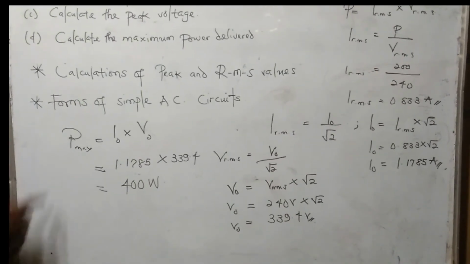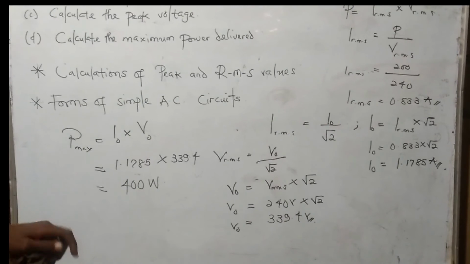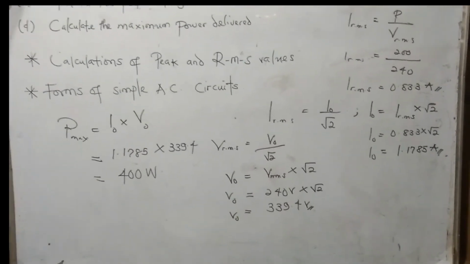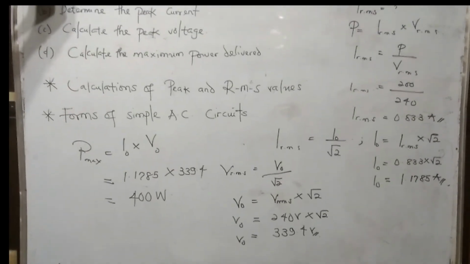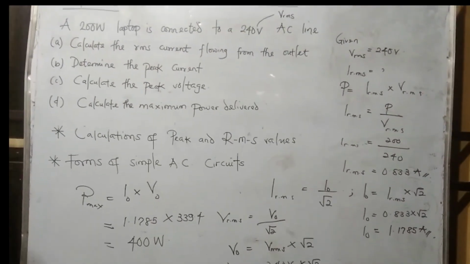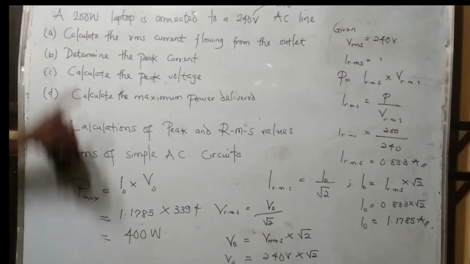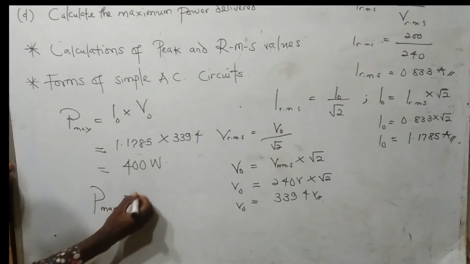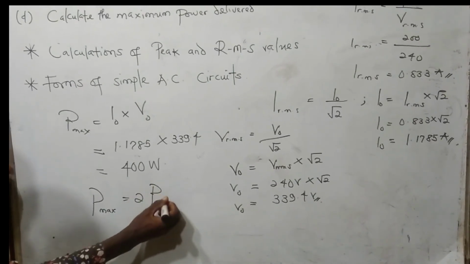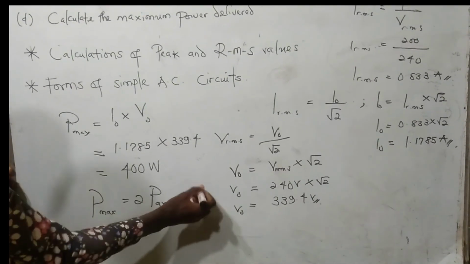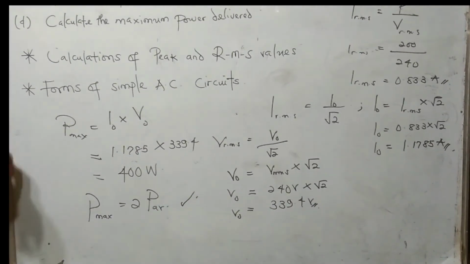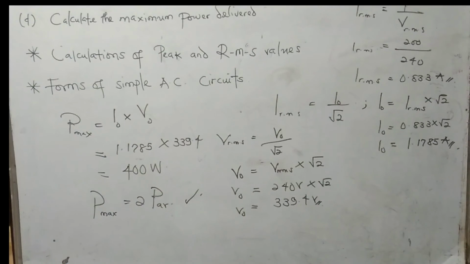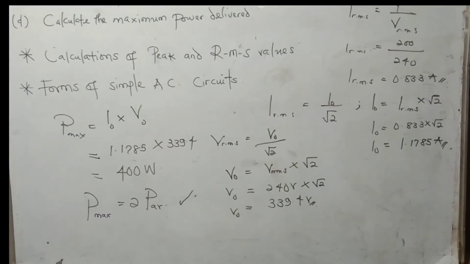So you will see that your maximum power is 400 watts, while the average power that you were given initially is 200 watts. So that way we can establish a relationship between our maximum power and our average power, which is that our maximum power is twice our average power. So that's the end of this tutorial video. Then we'll proceed with our forms of simple AC circuits in the next section.